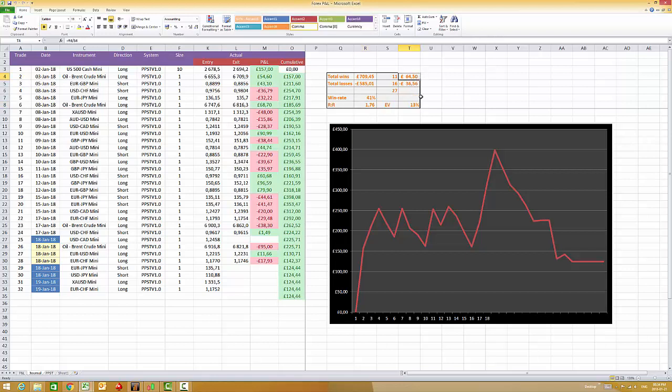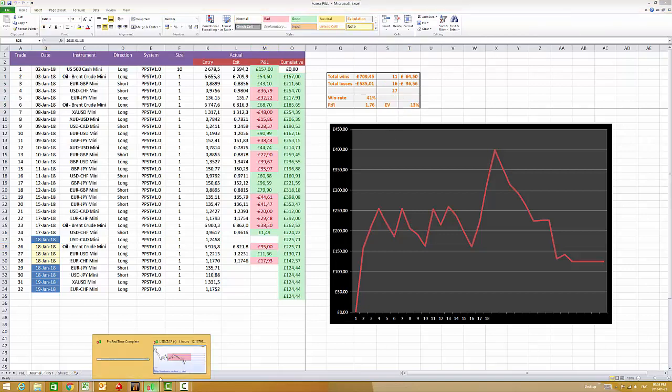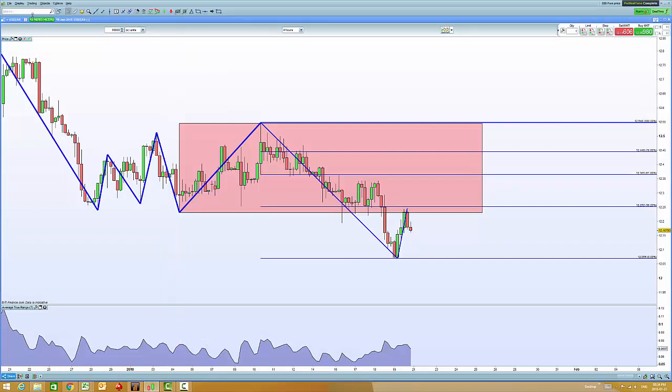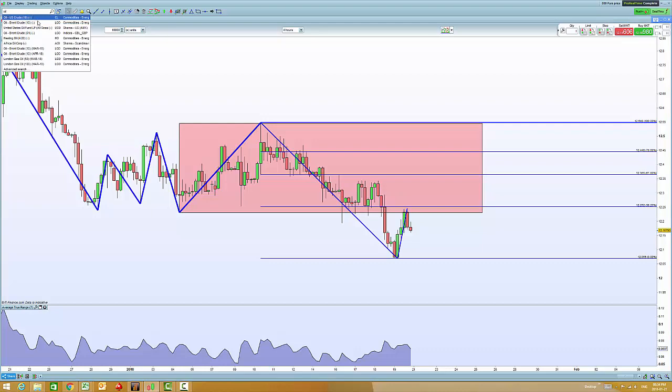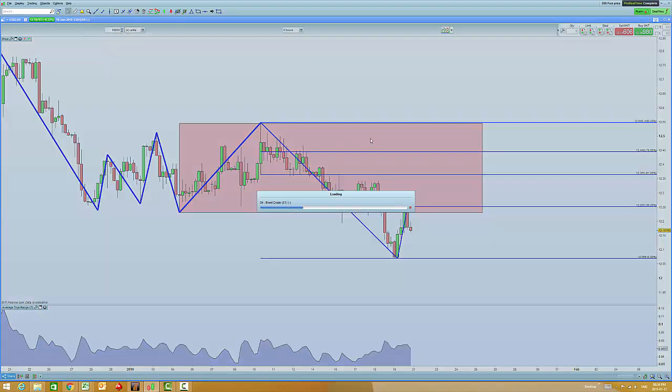At the moment, our average win is £64.50, our average loss is £36.56, and we're running at a 41% win rate with 11 winners out of 27. That's not too bad. Expected value still remains positive, but as I said, we took a bit of a bath on that oil trade. So let's have a look at what went into that thinking and how it all played out. Let's put up the oil chart.